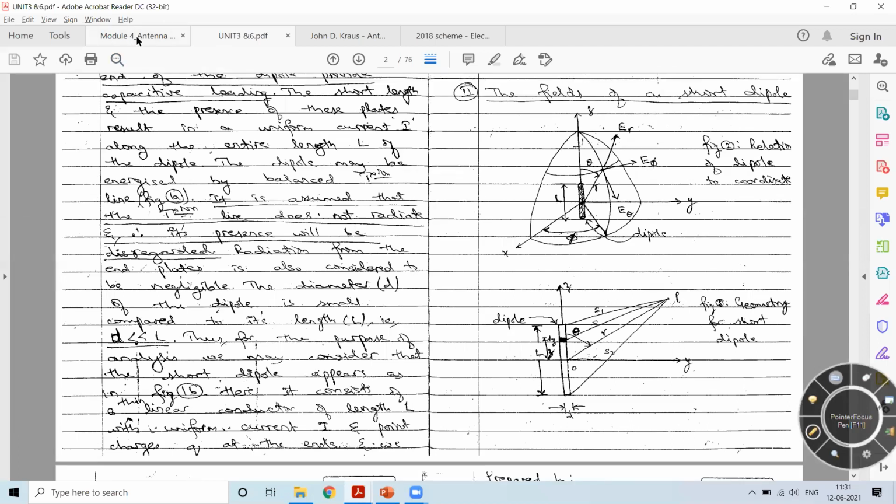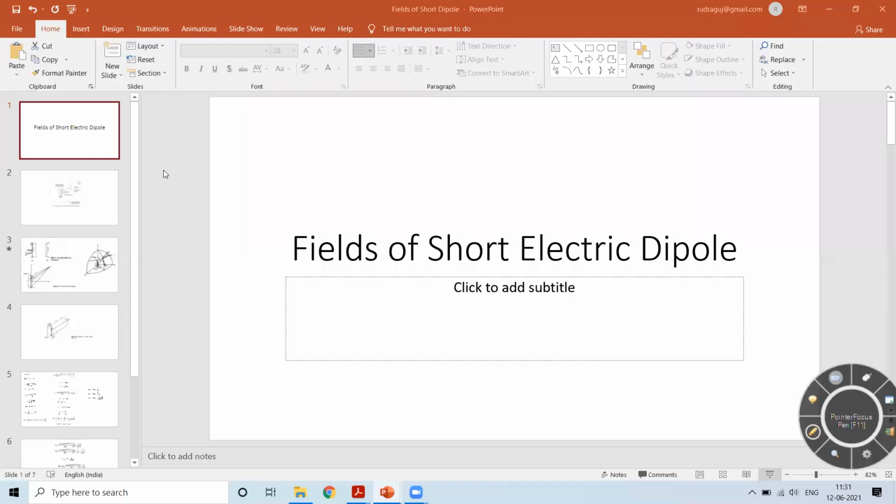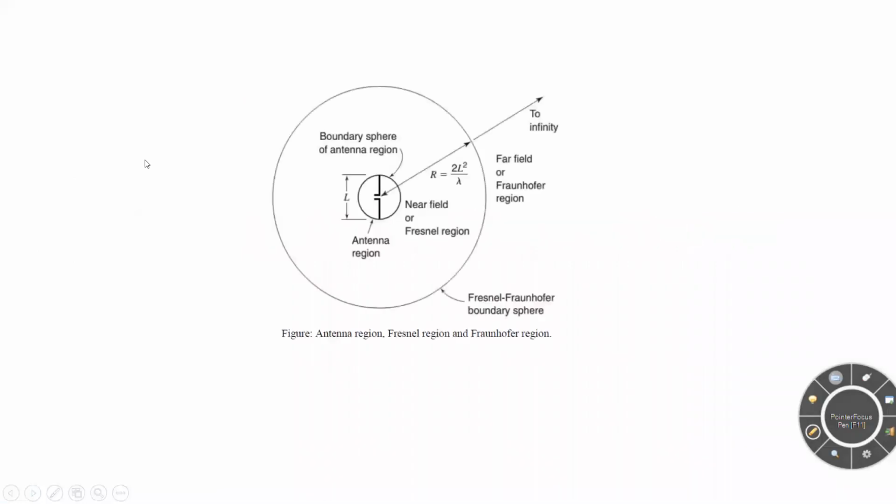So the next point we have to discuss is what are the fields pertaining to a short dipole. In order to discuss this, we will have a look over here. Fields of short dipole. Before going into this discussion, just a slight recap of a few parameters. Whenever we consider an antenna element, we have a condition given by r equal to 2 times L square by lambda.